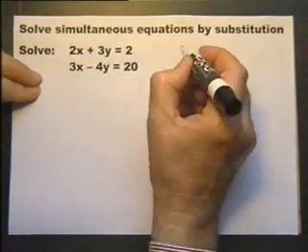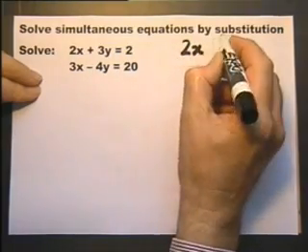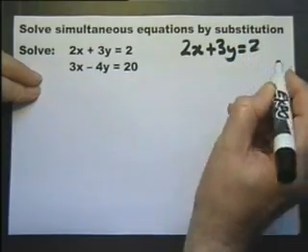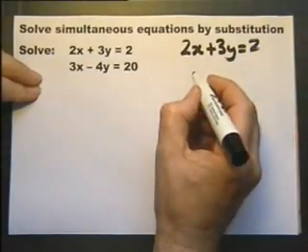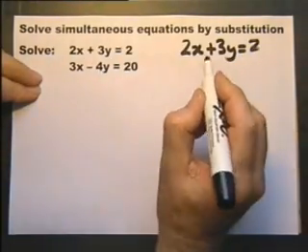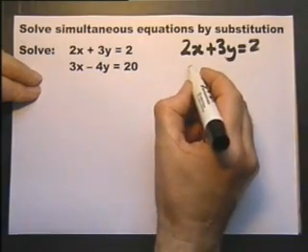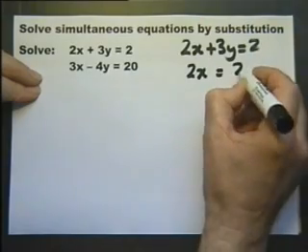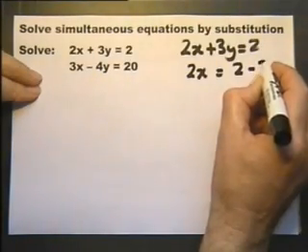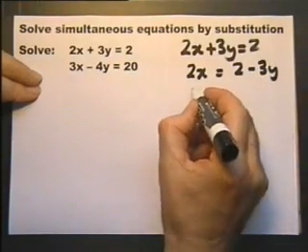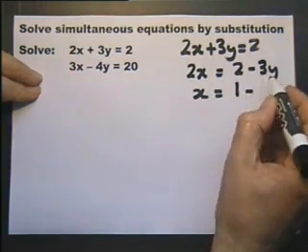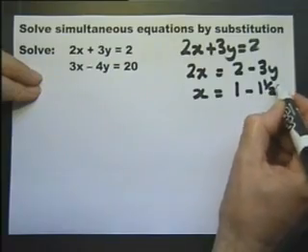So I'm going to take the first equation and I'm going to choose to make x the subject. Now I could choose the first or the second equation and make either x or y the subject. I'm going to subtract 3y from both sides and divide both sides by 2. So I'll divide the 2 by 2 and also divide the 3 by 2.